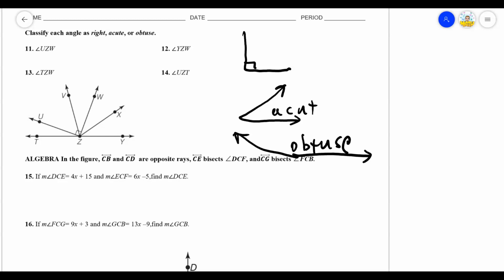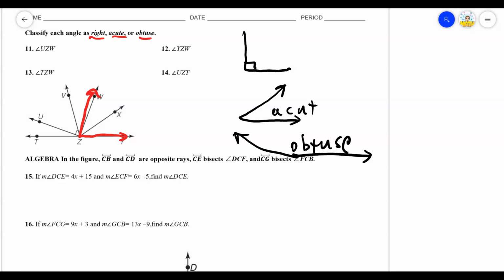From U to Z to W, U, Z, W, is that right, acute, or obtuse? Let's answer that in the Edpuzzle. So hopefully you're able to see correctly that that is for sure a right angle, UZW. Okay, let's lock in on where YZW lives. Y to Z to W, is that right, acute, or obtuse?